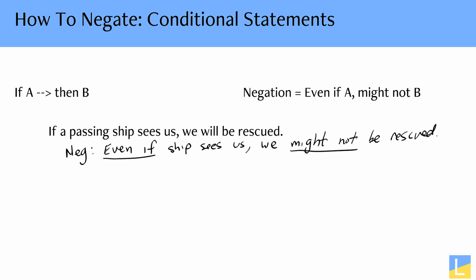Now, I want to note right now that there are some other ways to word the negation of a conditional statement, and I'll provide another one right here. Another way is to say A is possible even if you don't have B. That's essentially the same thing as even if A, might not have B. It's just that this way of wording it sometimes makes more sense with certain conditional statements.